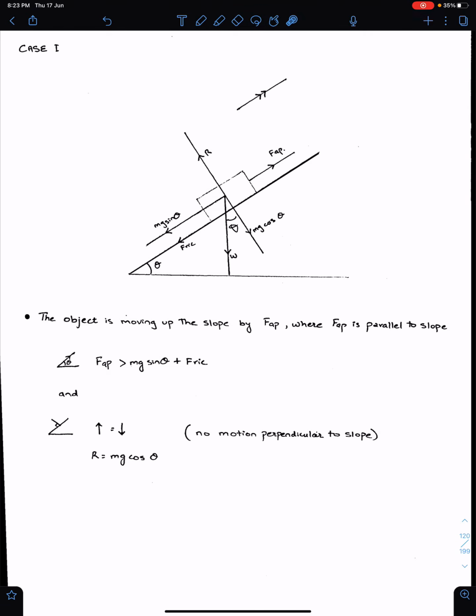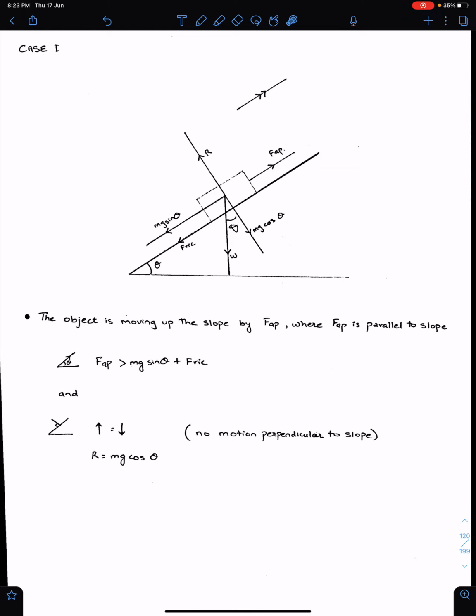Case 1. The object is moving up the slope by applied force FAP, where FAP is parallel to the slope. See, this is weight and this is the component of weight which is parallel to the slope and down the slope. And this is the component of weight which is perpendicular to the slope. And this is the normal reaction. And this is the frictional force. You all know friction always acts against the motion.